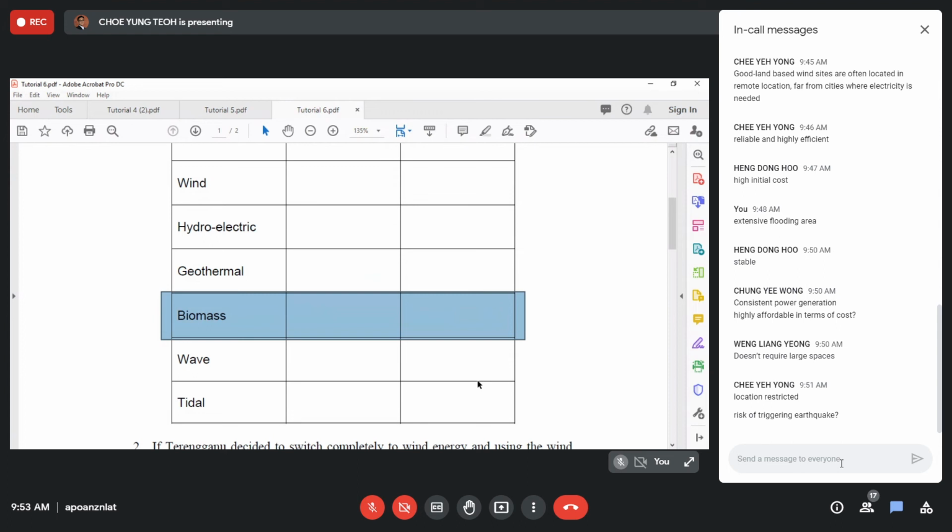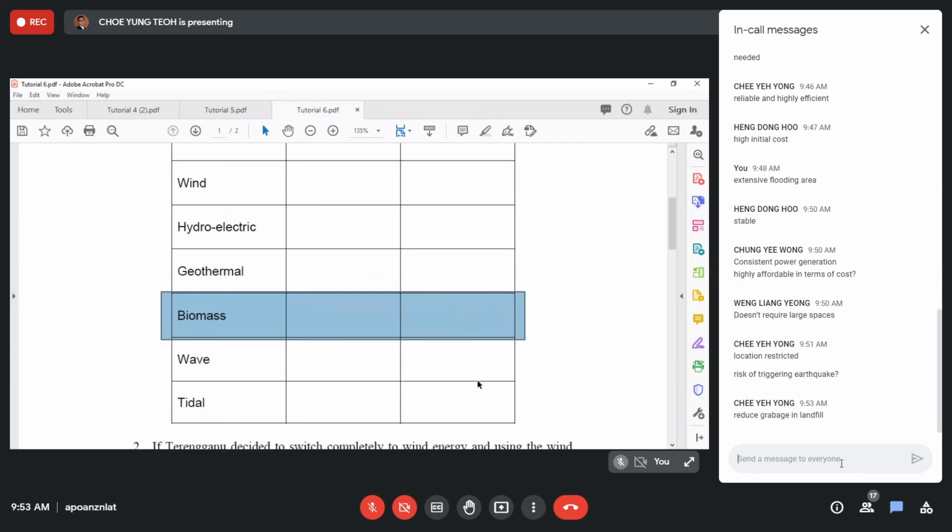I think if you compare with other types of renewable energy, the advantage of biomass is that it reduces waste. This is the only renewable energy that can reduce waste. Yes, correct. Reduce garbage in landfill, reduce the waste. It can only be done in biomass. Okay. And what other thing can they talk about?